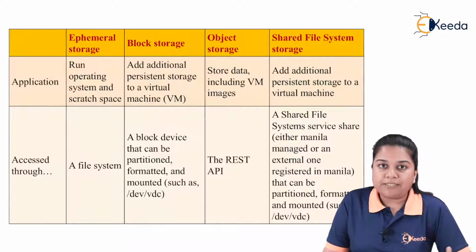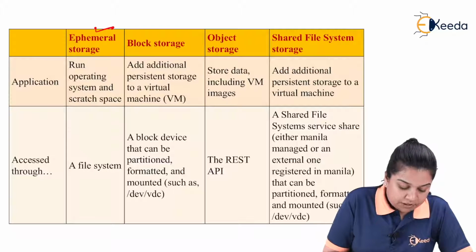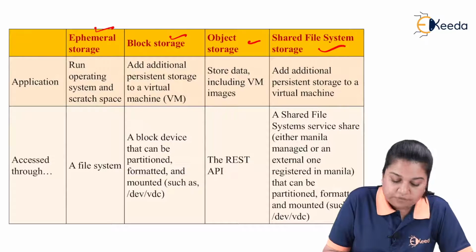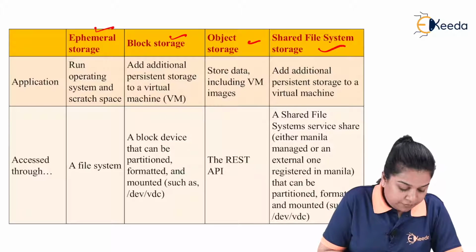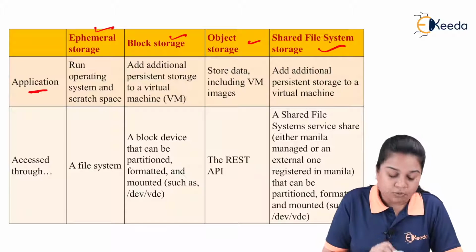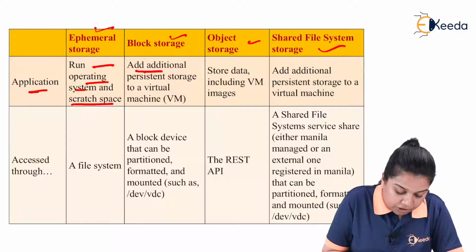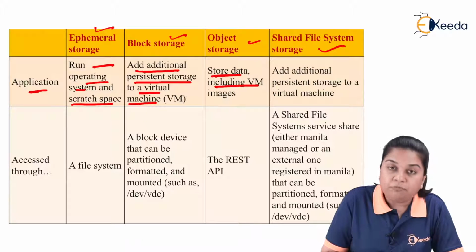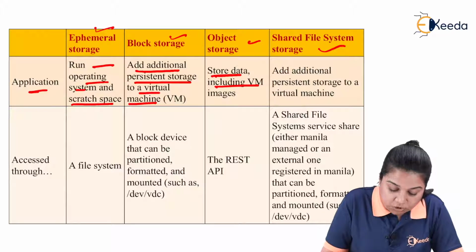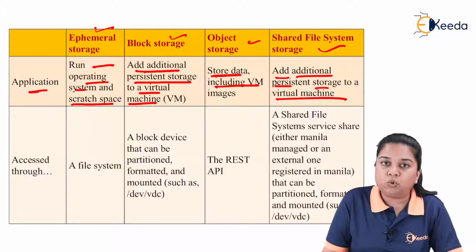Now we can see with the help of this table how particular applications work in those storages: ephemeral storage, block storage, object storage and shared file system storage. We are comparing these four storages with the help of this table. First one, application. Applications in ephemeral storage run the operating system and scratch space. Block storage adds additional persistent storage to a virtual machine. Object storage, in this, applications store data including virtual machine images. Shared file system storage, in this, applications add additional persistent storage to a virtual machine.